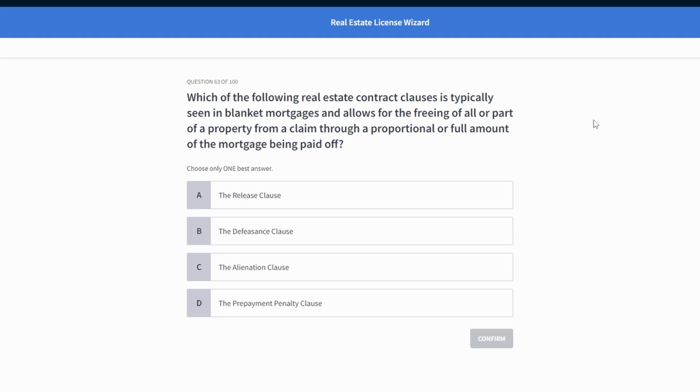All right, question 63. Which of the following real estate contract clauses is typically seen in blanket mortgages and allows for the freeing of all or part of the property from a claim through a proportional or full amount of the mortgage being paid off? A, the release clause. B, the defeasance clause. C, the alienation clause. Or D, the prepayment penalty clause. So take some time to think about this one.